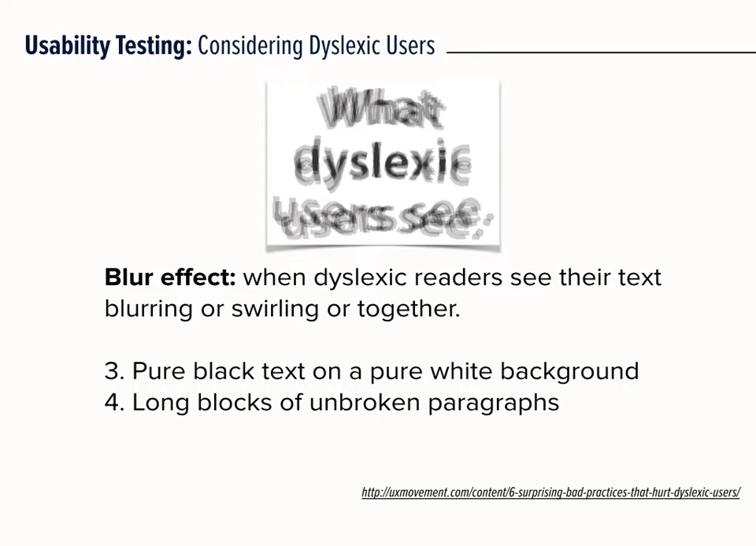Reduce long blocks of unbroken paragraphs. Long blocks of unbroken paragraphs are not only hard for dyslexic users, but for non-dyslexic users as well. It's easier for people to lose their place in a long paragraph, which is why it's better to use short paragraphs that express one idea.